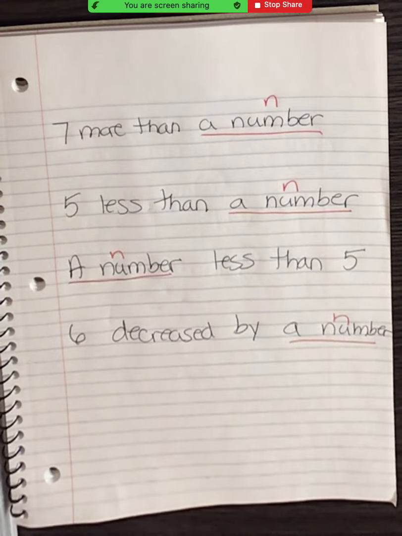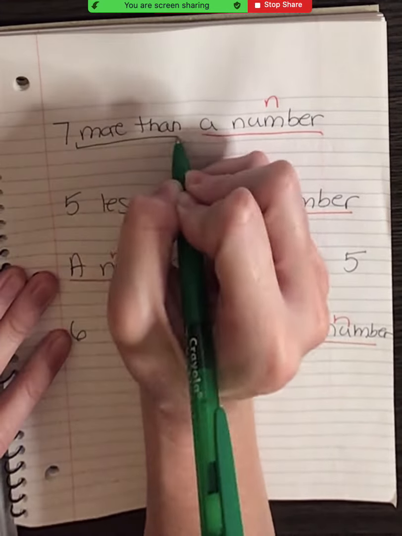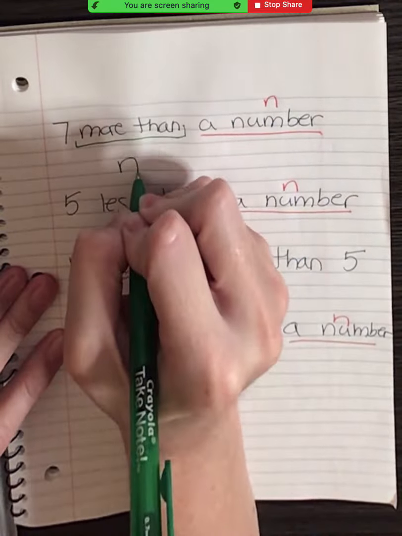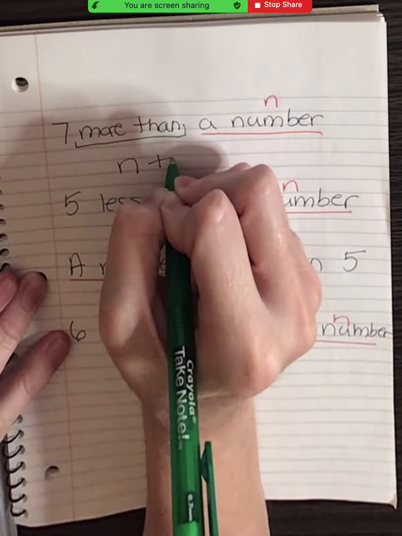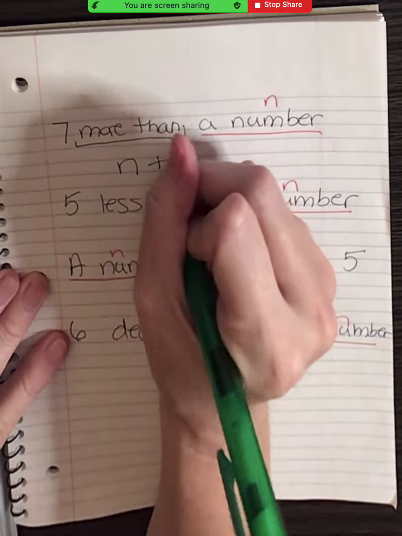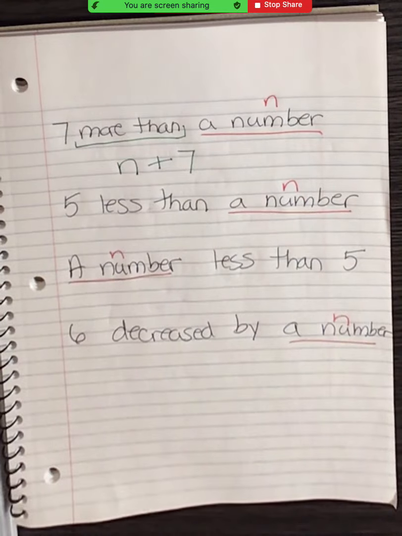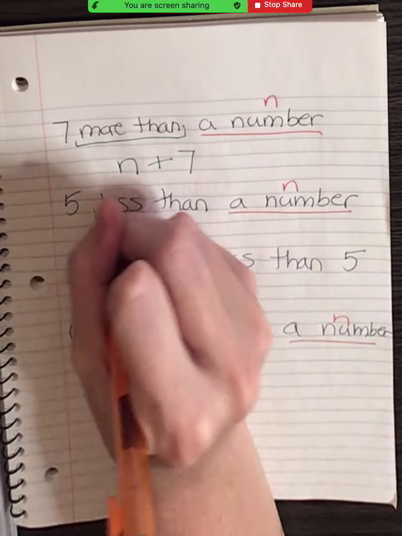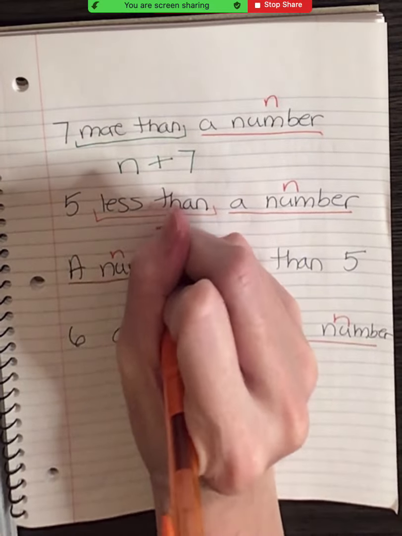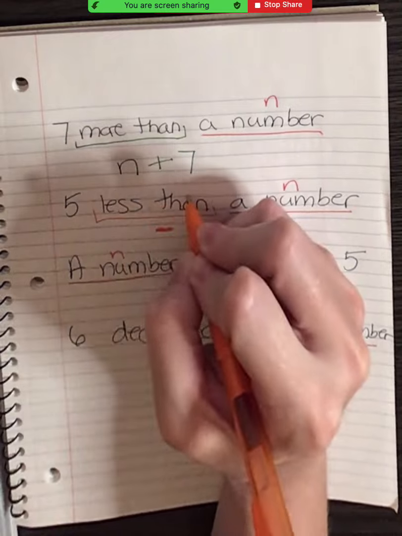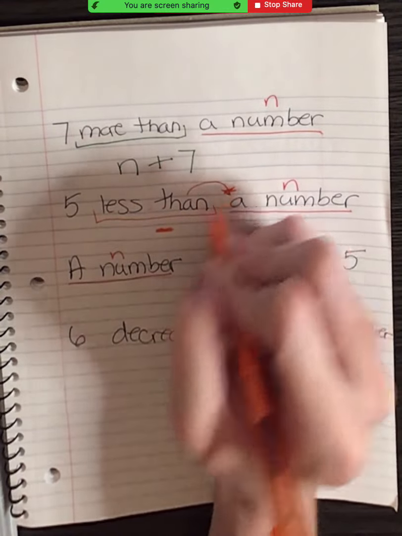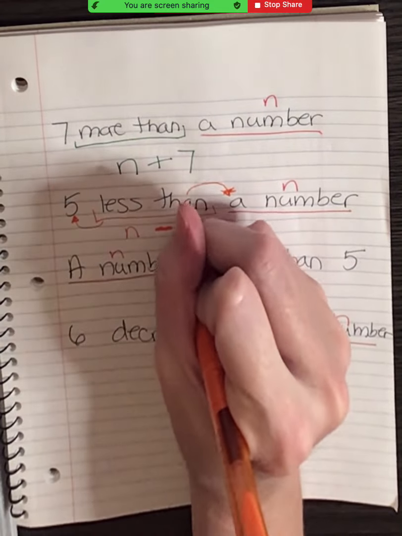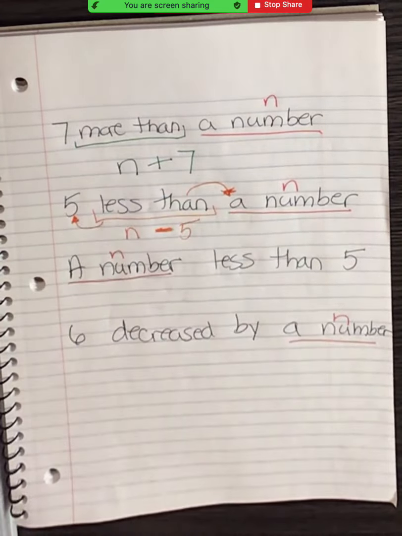In the first one it's saying 7 more than that. So what comes after the more than is what you're starting with. Then more than means to add. Then the number that was before the more than is what's being added. So we get n plus 7. Less than tells us we're going to subtract, but less than means that what's after the less than goes first, and what's before the less than goes after. So we get n minus 5.